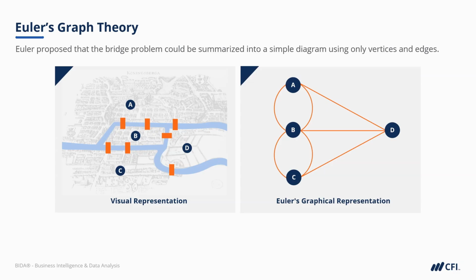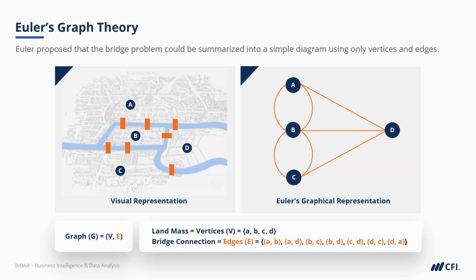We have A, B, C, and D, which represent our nodes or the land masses, and we have the bridges between them, which are essentially the relationships. Now, over time, the notation has developed so that now, if we have a graph, we can say it's defined by its vertices and its edges, or its nodes and its relationships. So the land masses here are the vertices or the nodes, and they are A, B, C, and D, and the bridge connections are our edges or relationships, and we can define those as a long list of pairs of nodes. So we can say A and B are joined, A and D are joined, B and C, and so on. So Euler's paper was really the first time that the concept of a graph was developed.